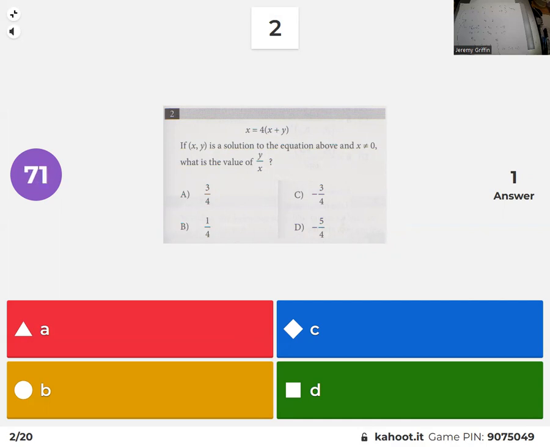Right. So, yeah, x equals 4 times, and then in parentheses, x plus y. x equals 4 times the sum of x and y. And the question is, what is y over x? Option B is normally blue and option C is normally yellow, but I swapped those two, they're backwards. So ABCD goes red, yellow, blue, green.